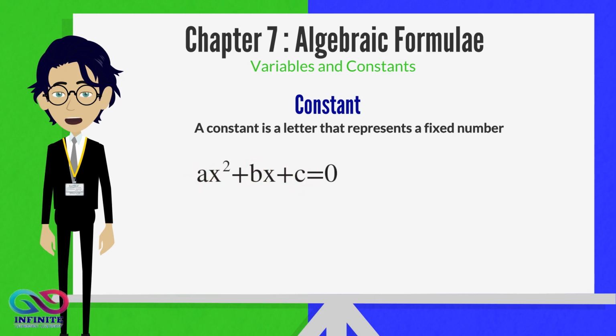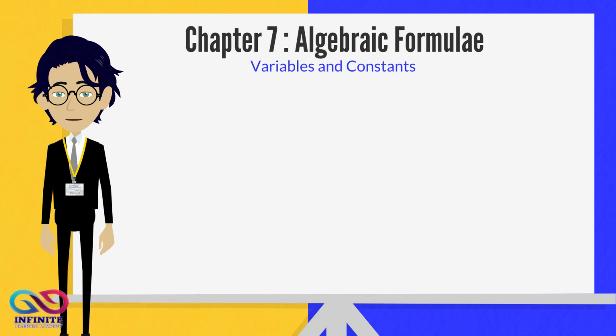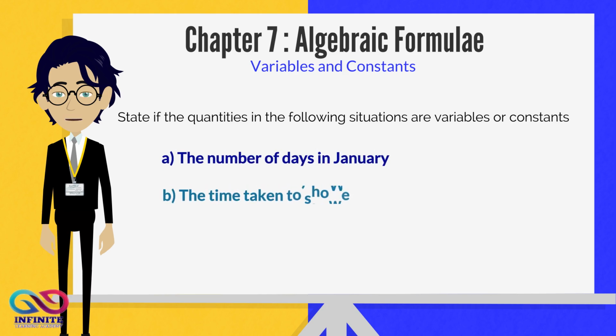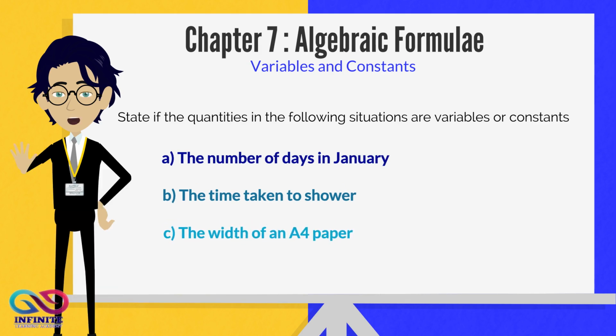Now, we are going to move on to a few simple questions to test your understanding of variables and constants. Let's look at the first question. State if the quantities in the following situations are variables or constants. The situations are: a, the number of days in January; b, time taken to shower; and finally c, the width of an A4 paper. Pause the video if you need more time to solve these questions.